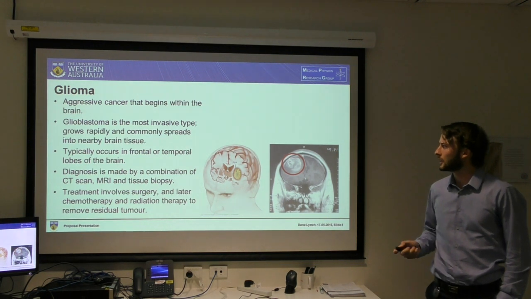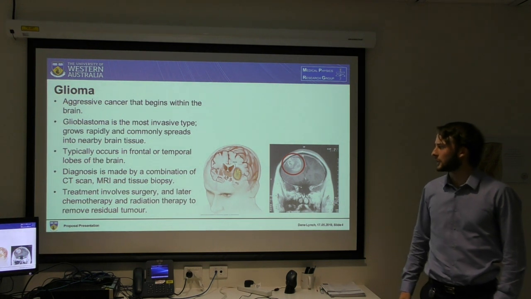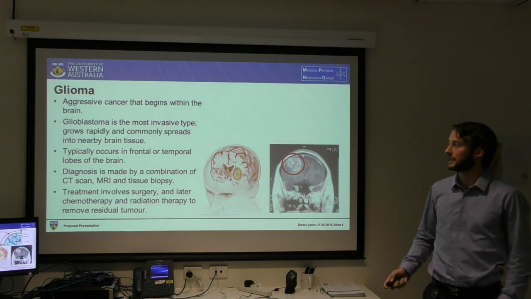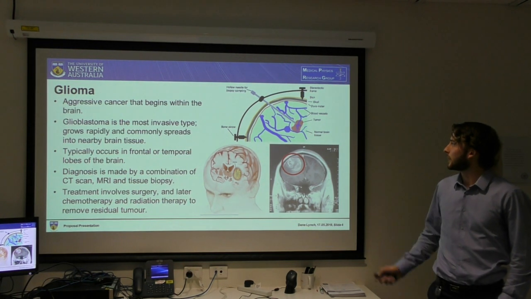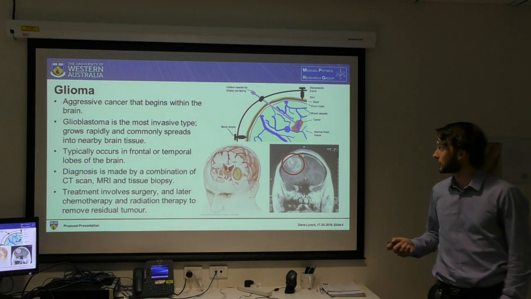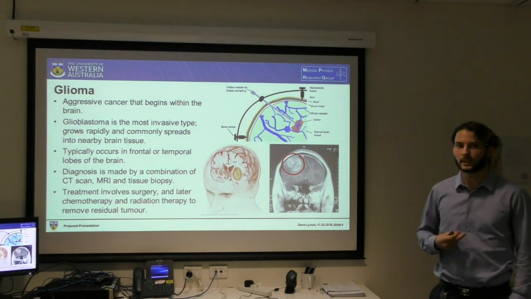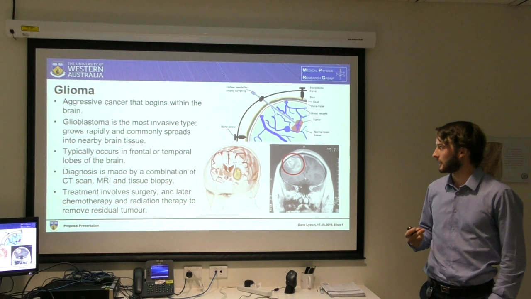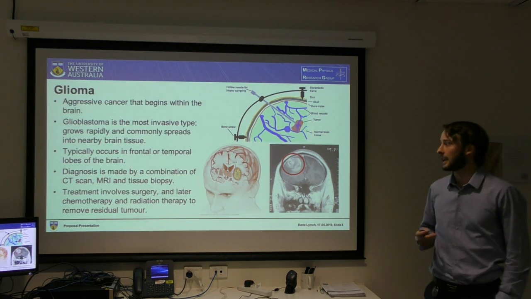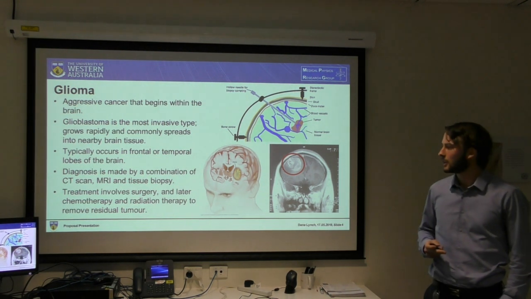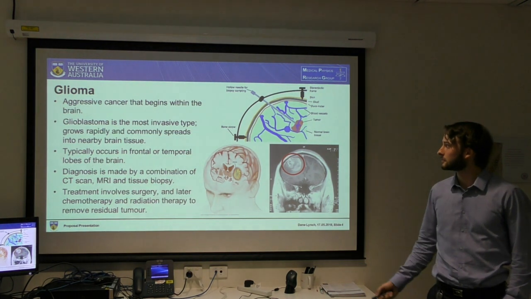So it typically occurs in the frontal or temporal lobes of the brain, with diagnosis made up of a combination of CT scans, MRI, and tissue biopsy. Here's a diagram showing the stereotactic tissue biopsy, which involves removing part of the tumour and looking at the pathology and grading it and seeing how aggressive it is. So treatment involves surgery and later chemotherapy and radiation therapy to remove any residual tumour after the resection.